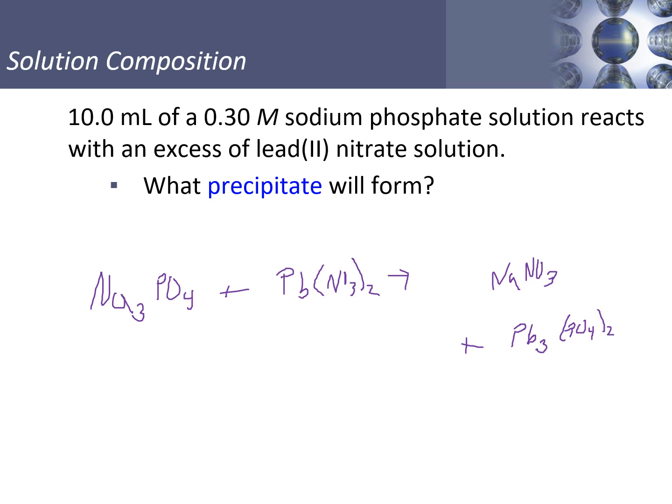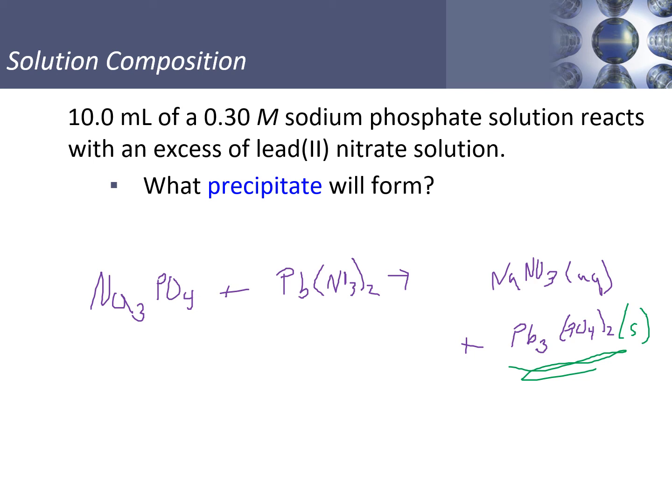And which of these is my precipitate? Remember our solubility rules. Sodium and nitrate are both always soluble in an aqueous solution. So those are going to remain aqueous. And let me change my pen color here. So this will be my solid, my lead 2 phosphate. And then we're going to need a balanced equation for the next part of our problem.